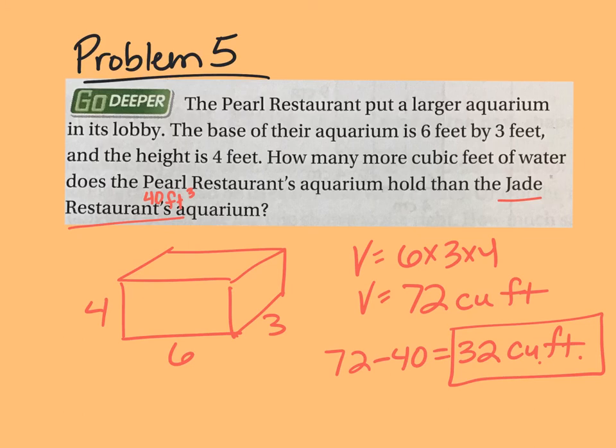The answer I came up with was 32 cubic feet. I had to use the information from the last problem right here in order to solve that. So I found the volume of the new aquarium and then subtracted the volume of the other aquarium from the Jade restaurant. I got 32 cubic feet.